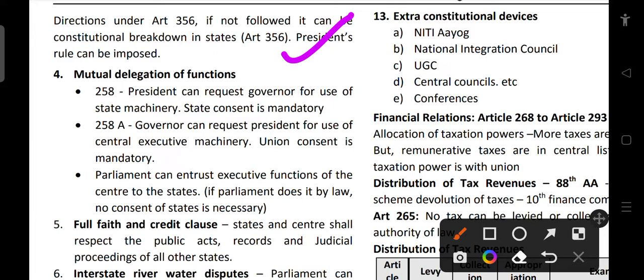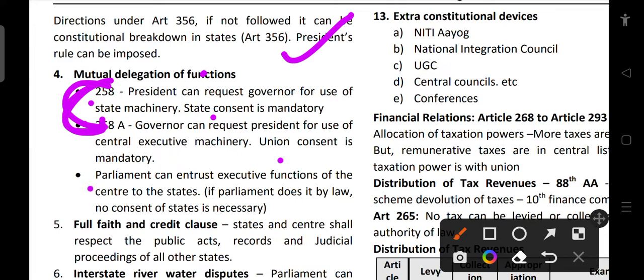Now, mutual delegation of functions. So, what are the mutual delegation functions? Article 258: the President can request the governor for the use of state machinery. In that case, the state's consent is mandatory. Article 258A: the governor can request the president for the use of central executive machinery. So, union consent is mandatory. This is about using the machinery of state and center. Both of them have to seek permission of that particular government under 258A and 258.